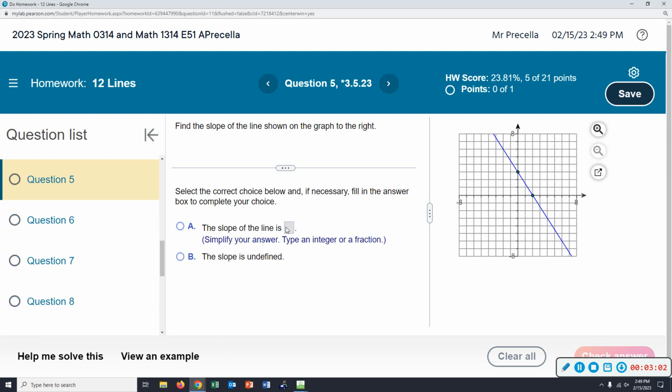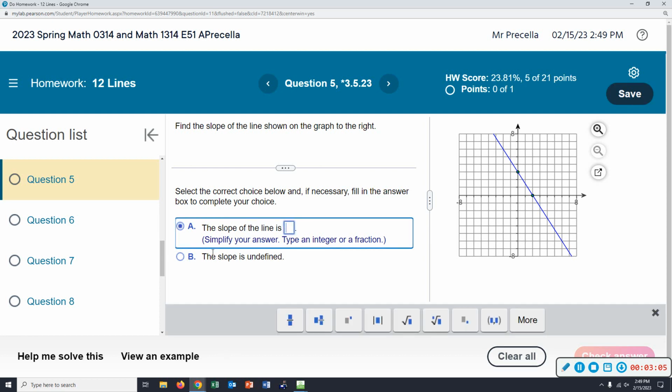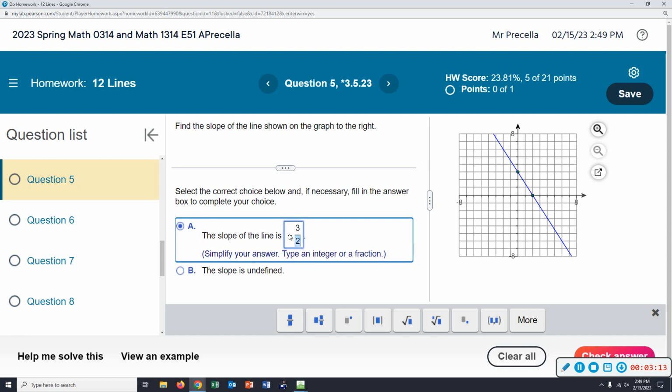Go ahead and type that in. Under what circumstance would you have used answer B? The slope is undefined. A vertical line, that's right.